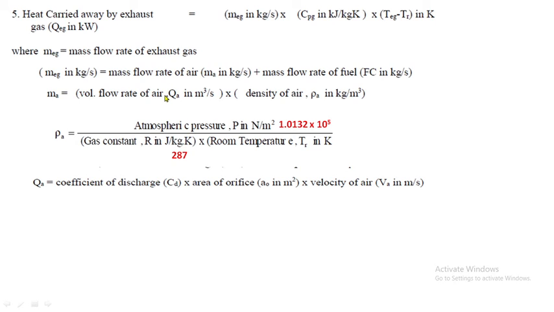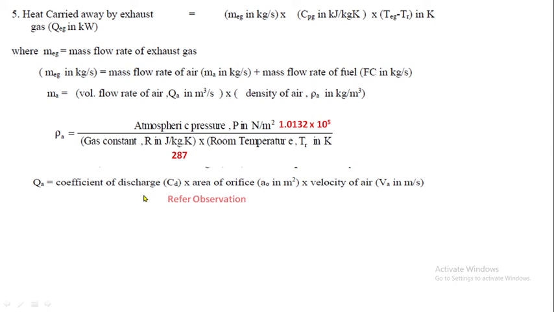Volume flow rate. For volume flow rate, the formula is CD into area of orifice into velocity of air, because area of orifice will give us meter square and velocity is meter per second. Finally I will get meter cube per second. Area of orifice we calculated in the observation itself, pi by 4 d square, where the orifice is 14 mm. And the unknown again is the velocity of air.